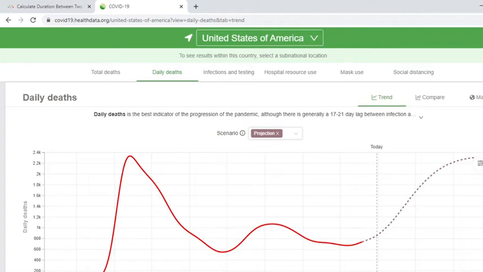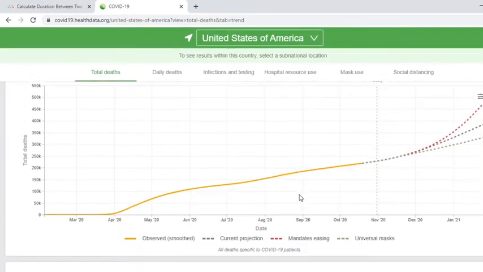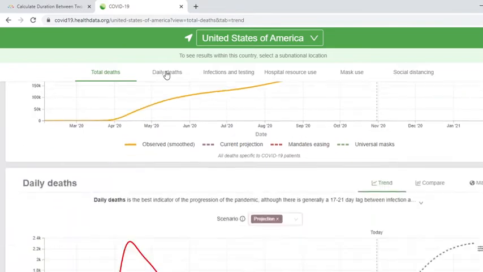So now let's take a look here. What I want you to see are a couple things. The model is updated on October 29, 2020, which is Thursday. They're currently predicting 399,163 COVID-19 deaths in the U.S. by February 1st, 2021. So let's come down to daily deaths then.